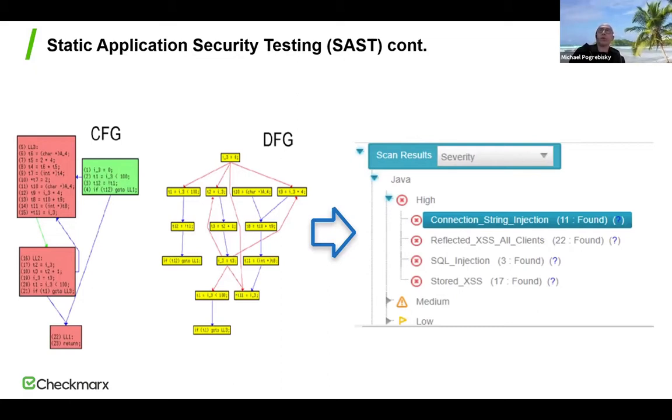So again, we're looking at the source code, we're analyzing it. The application is not up and running. We're just feeding the code into the engine, and we get the results at the end of the process.